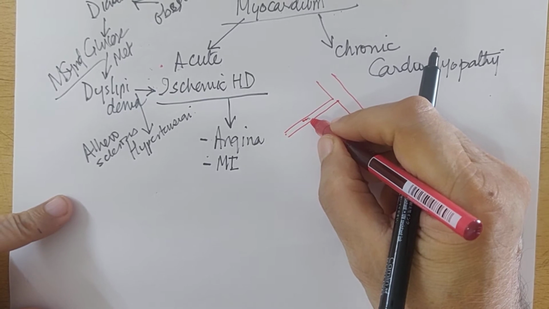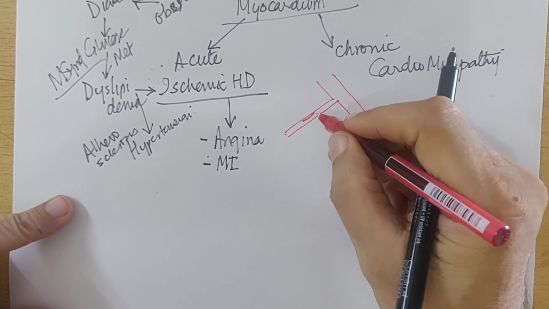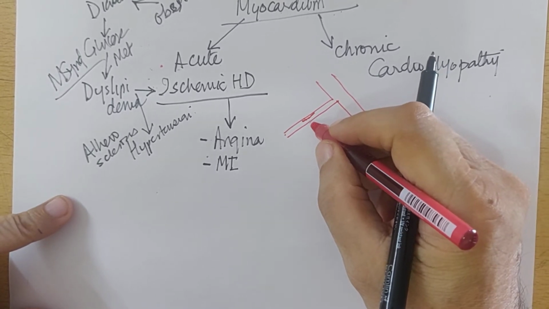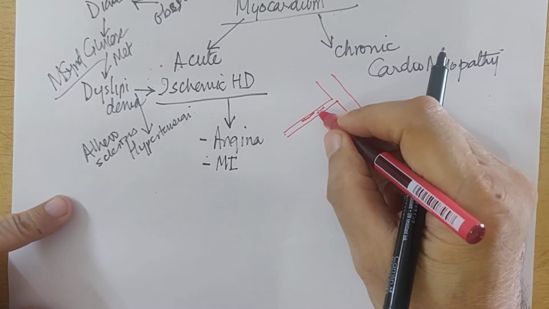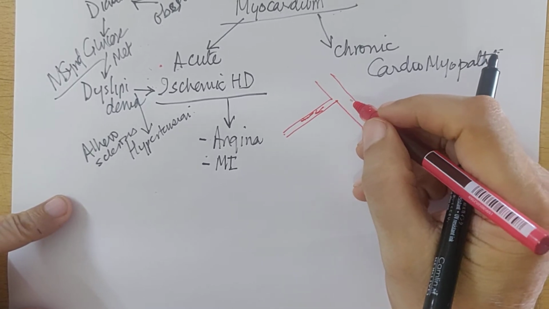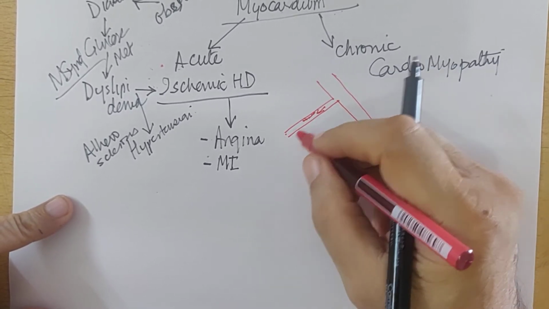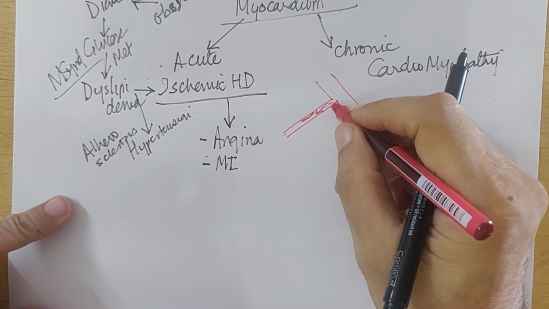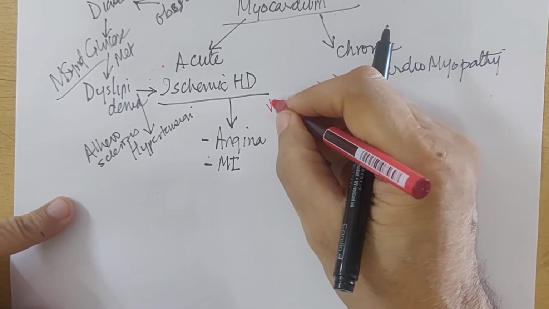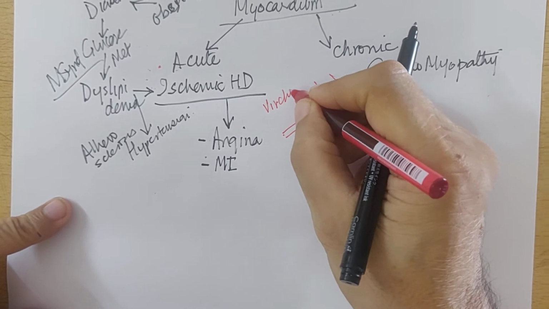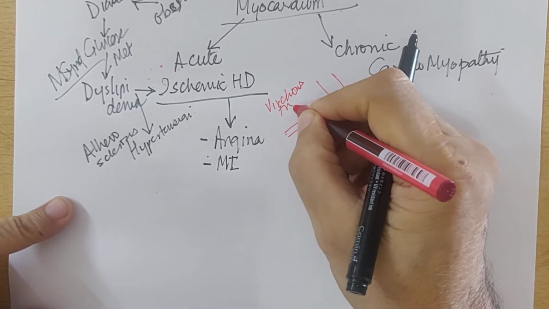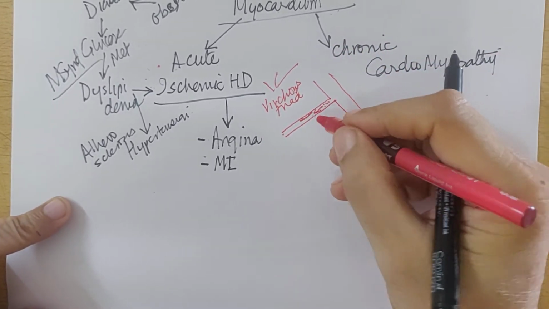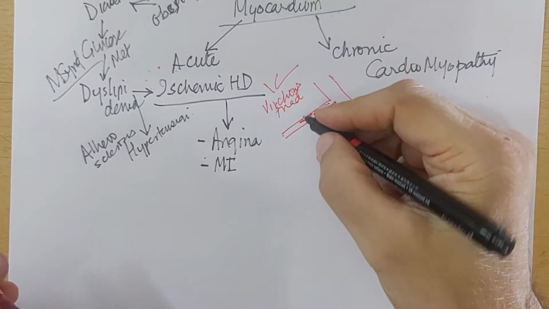the Virchow's triad is that the endothelium is roughened because of the fat plaques, stasis because the blood can't flow properly, and altered coagulability of blood. This is called Virchow's triad. So because of these three things, 1, 2 and 3, there is thrombosis.